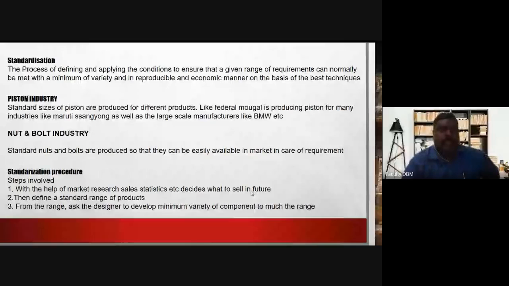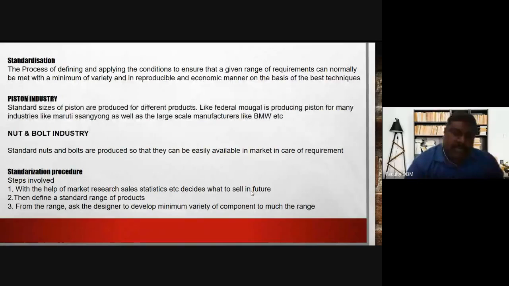Compulsorily, we have to define some range of products. From the range, ask the designer to develop a minimum variety of components to match the range. So in each range, we produce a few items and let the orders come up and shoot up, so that we match that demand with our production. Production should not begin just as it likes, without any estimation. So for that we need to get standardized.